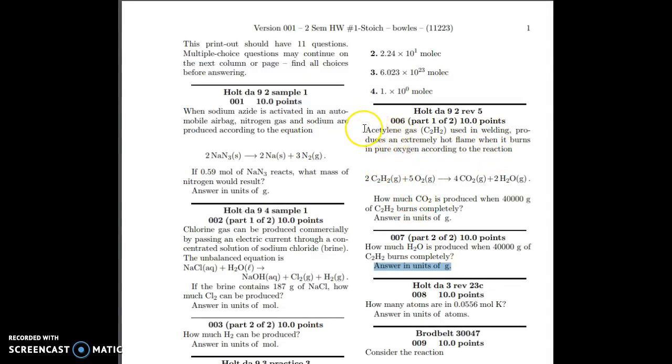Sometimes you have to look at the equation to find out what all the different components are. This one says acetylene gas, C2H2, so obviously this is the one they're talking about. It is used in welding, and here's how it goes. We're looking for how much carbon dioxide, that would be here, is produced when 40,000 grams burn. So the given is 40,000 grams.